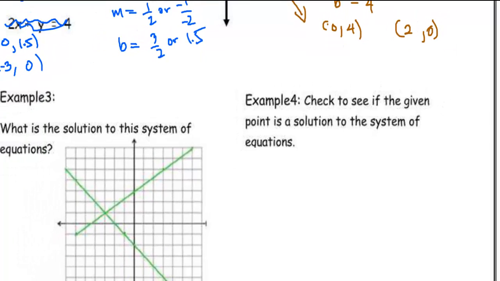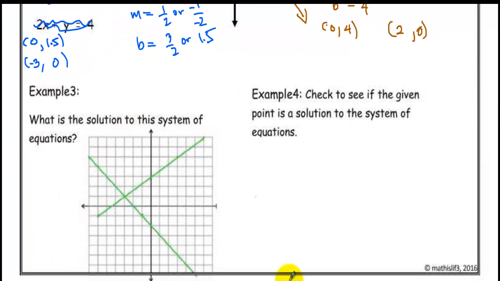Our example number 3. What is the solution to this system of equations? Since the graph is already given, we just have to get the intersection of the two lines. So the intersection is 1, 2, 3, that's negative 3, 1. And this will be the solution.